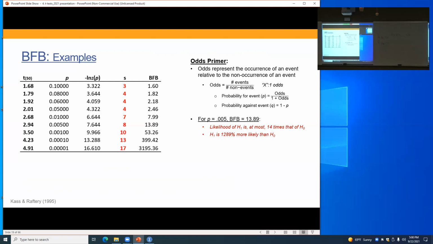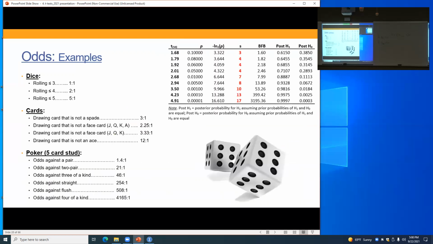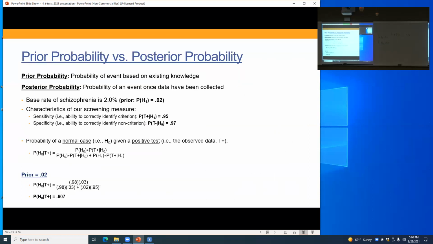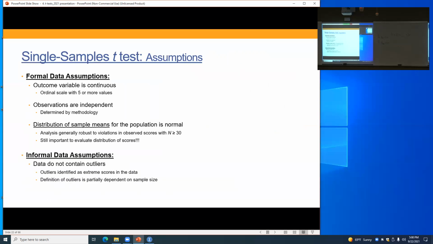All right, cool. We'll stop there. We'll pick up with the Bayes factor, and then talk about some more posterior probability stuff. Then we'll get into our actual t-test. So what we'll do next time is start with actual SPSS stuff and start working through actual analyses and things along those lines.